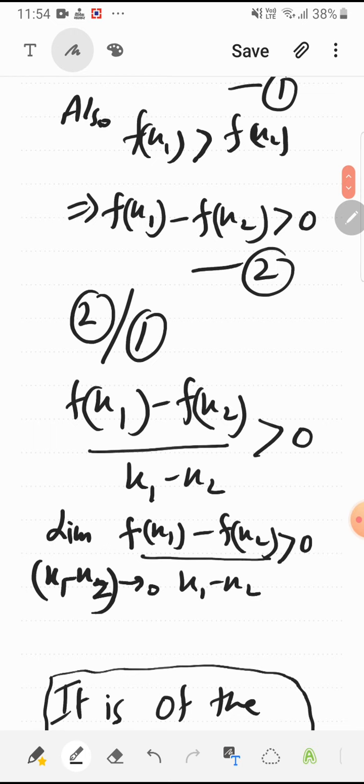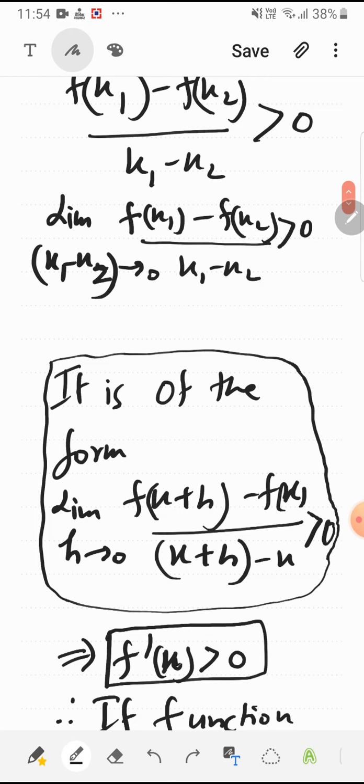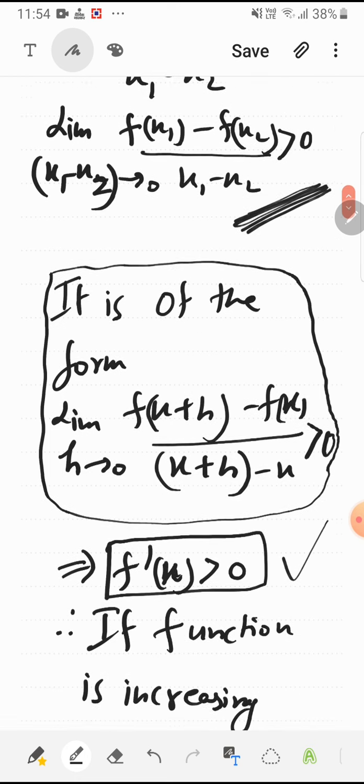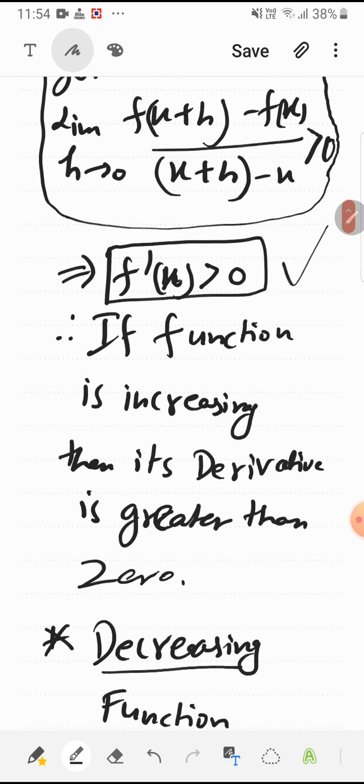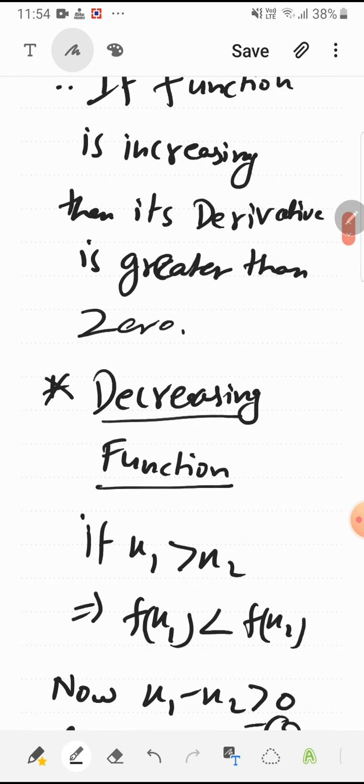Now if we take the limit on both sides, as x1 minus x2 approaches 0, this expression resembles the expression of the derivative, in which limit h approaches 0, (f of x plus h minus f of x) over (x plus h minus x). So we can say by this expression that the derivative of this function is greater than 0. Thus we can draw the result that if a function is increasing, then its derivative is always greater than 0. Similarly, a decreasing function has the definition: if x1 is greater than x2, the result is reversed, that means f of x1 is less than f of x2.